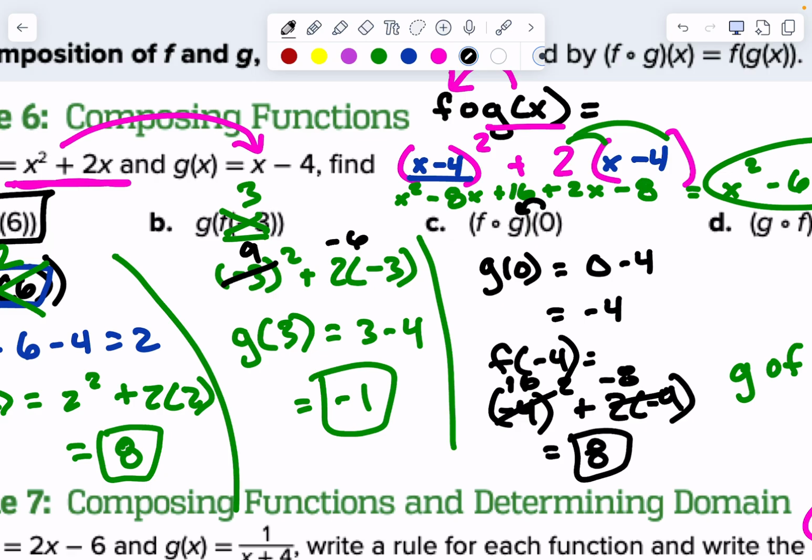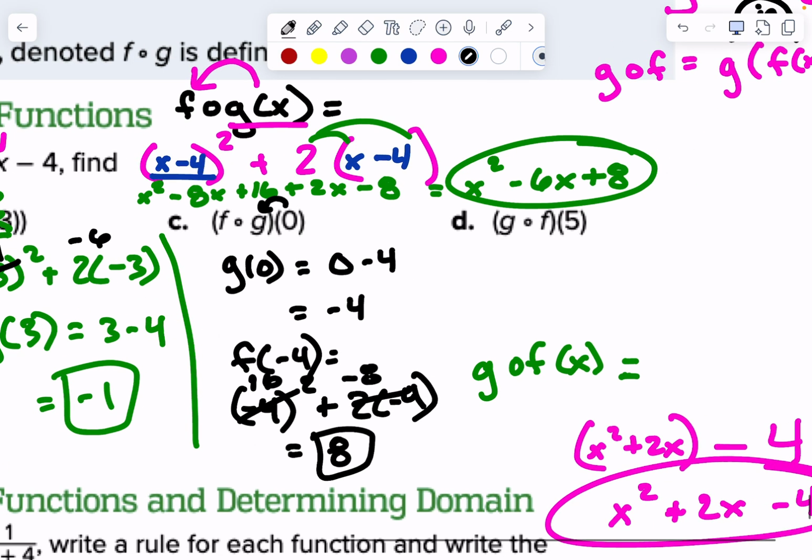Yeah? Okay? Because on your homework assignment, they're going to ask for f of g of x and not just f of g of a number, right? If they're just asking for f of g of a number, I would plug the numbers in. But if they ask for f of g of x, then you've got to plug the whole thing in. So I wanted to make sure I did that.